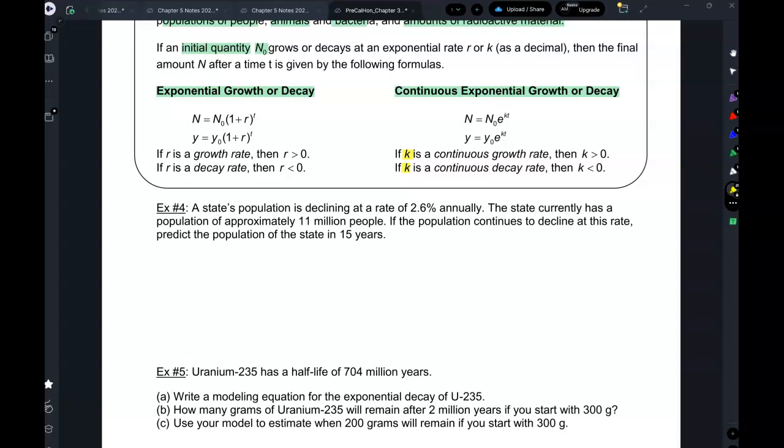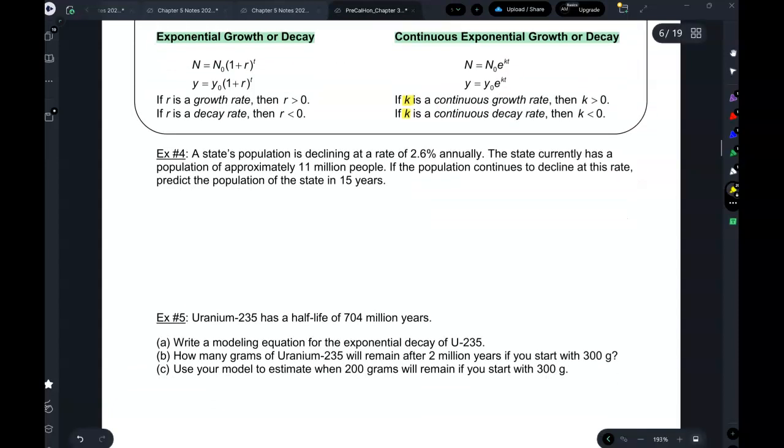Okay? So take a look at this one. A state's population is declining at a rate of 2.6% annually. This is now the first one, the one to the left. The state currently has a population of approximately 11 million people. So R is equal to negative 0.026. Y naught is 11 million.